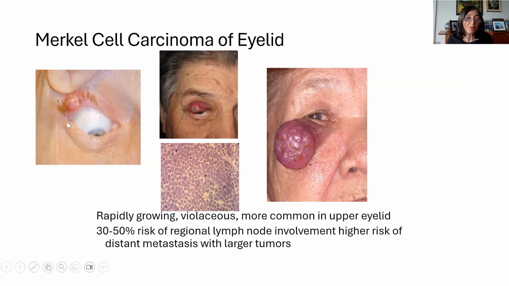It may start very small, but then it can really rapidly grow to the sizes that you see here. Typically, it is violaceous, kind of purplish in color, so that might help in terms of diagnosis. And this cancer has a very high risk of lymph node metastasis. We say close to 30-50% of the time with the larger lesions, you can have nodal metastasis, so much so that some practitioners would empirically radiate the regional lymph nodes when dealing with a Merkel cell cancer.